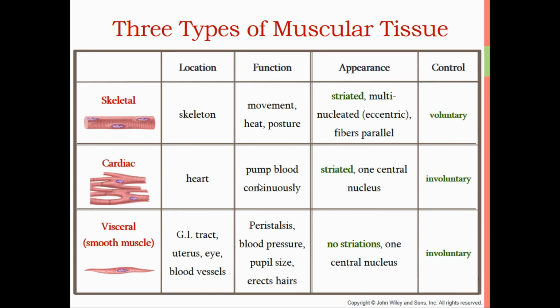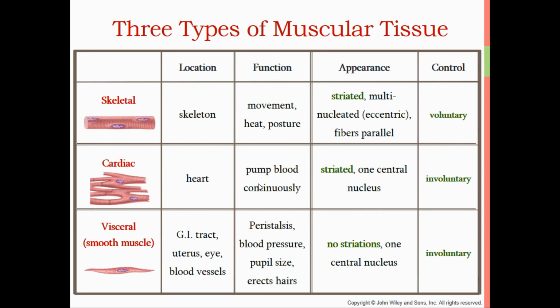Your skeletal muscle provides movement, heat, and posture. It is striated, multinucleated, and the fibers are highly organized and run parallel with each other. And skeletal is the only voluntary muscle. It is under your conscious control. You decide when they go to work.